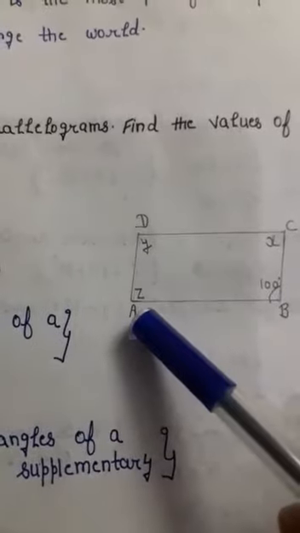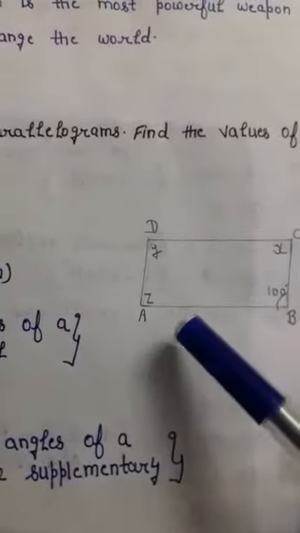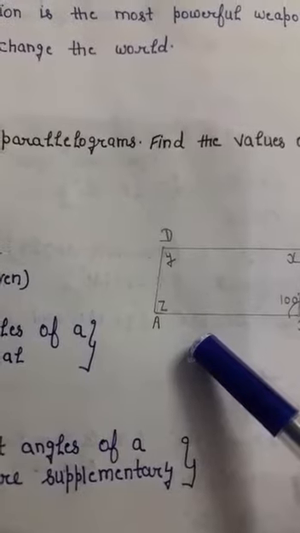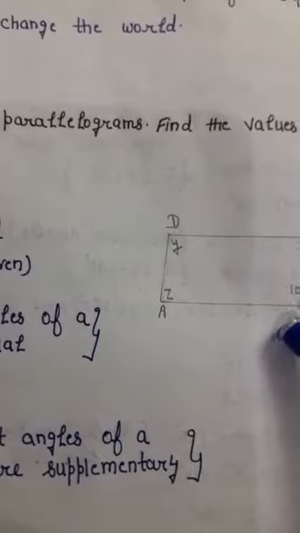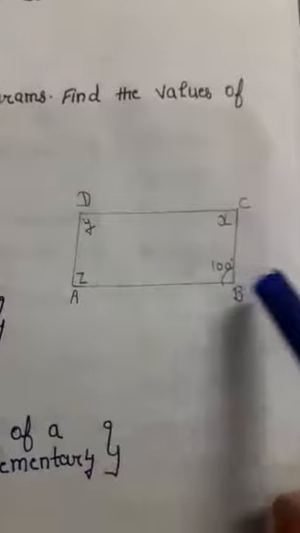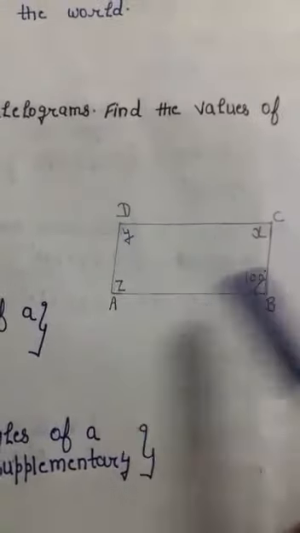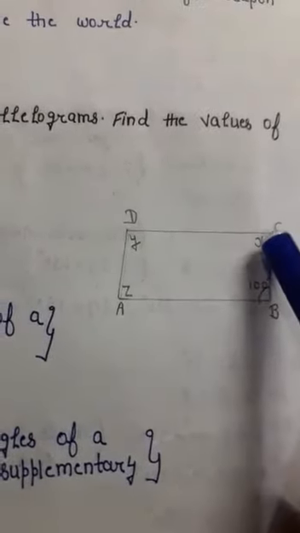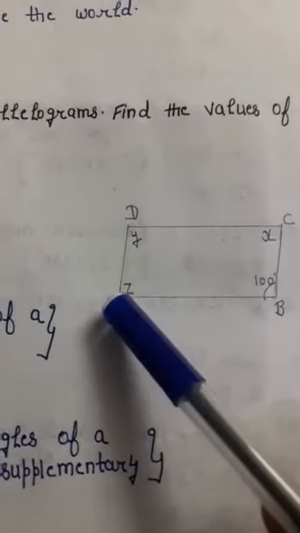Now if I want to calculate the value of either Z or X, then the second angle will be equal to that one. Or the second result is this one: the sum of adjacent angles of a parallelogram is supplementary. Supplementary means the sum of the adjacent angles is 180 degrees. These two are adjacent angles, these two are adjacent angles, and so on. If I take these two angles and this angle is 100 degrees, then that angle is 180 minus 100 equals 80 degrees. If this angle is 80, then that one is also 80.